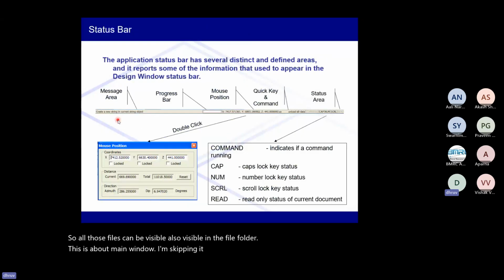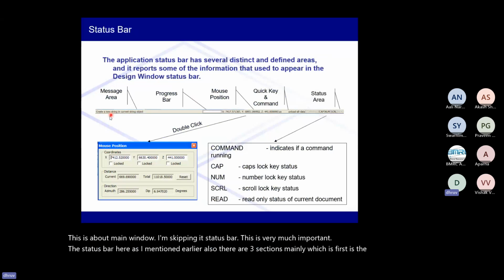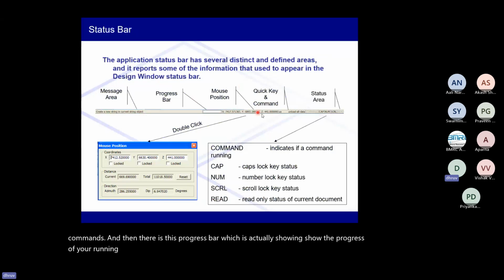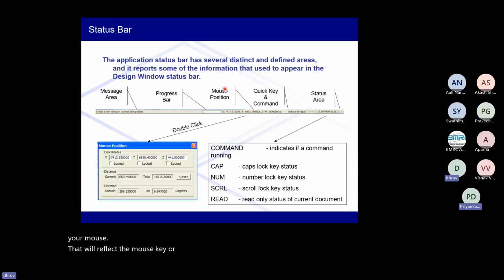Status bar. This is very much important. The status bar here, as I mentioned earlier, also has three sections mainly. First is the message area, where you can see the message of your running commands, and then there is this progress bar, which actually shows the progress of your running command. Mouse position is the area where, wherever you are in the window with your mouse, it will reflect the coordinates of that area.